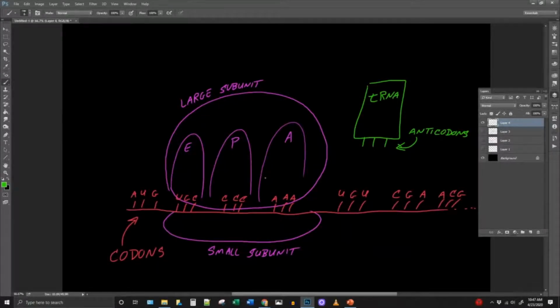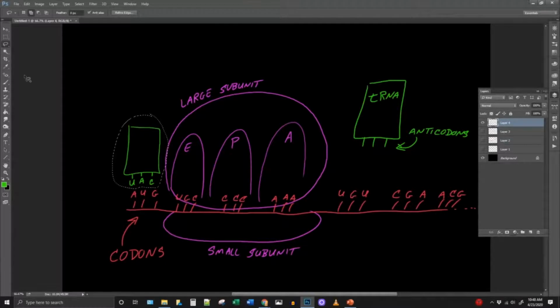Why are they called anticodons? Well, you see how this says AUG right here? That's the first codon. The tRNA that binds to that would have an anticodon which reads UAC. So they're anticodons because they're compatible. They are mirror images of the codons here. So codons just fit to anticodons. That's why they're called anticodons.